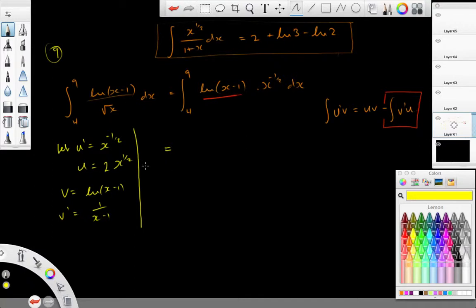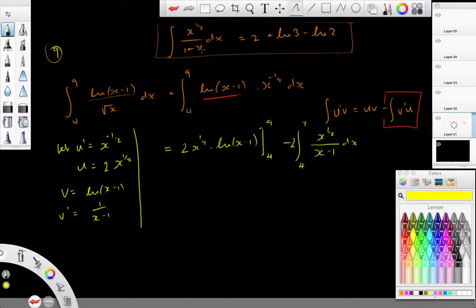Alright, that's everything I need to put in my integration by parts. We've got uv, so it's going to be u, 2x to the half, times v, the log of x minus 1, between the limits of 4 and 9, minus the integral of, now v dashed is 1 over x minus 1, so I'm going to have something over x minus 1, and then I've got u, that's 2x to the half. If I bring the 2 out to the front, I've got 2 times the integral of x to the half over x minus 1 dx. Now, that's between the limits of 4 and 9.